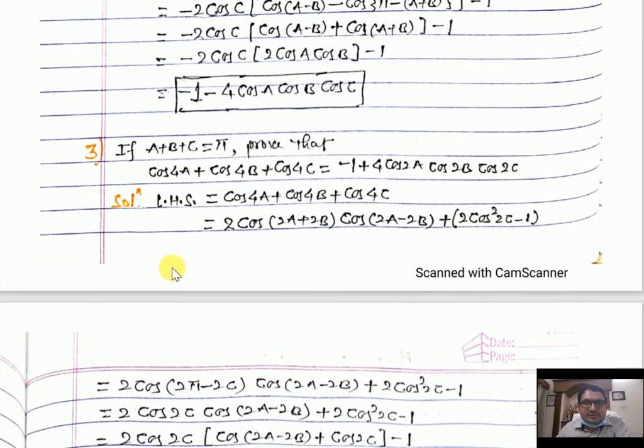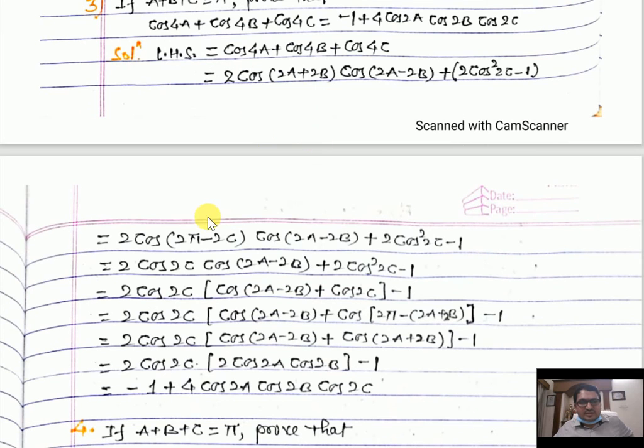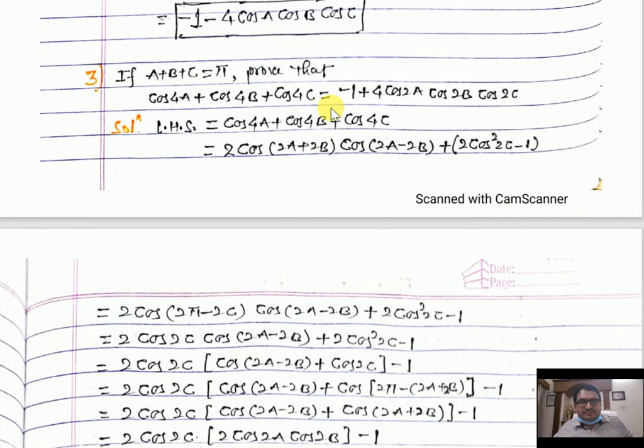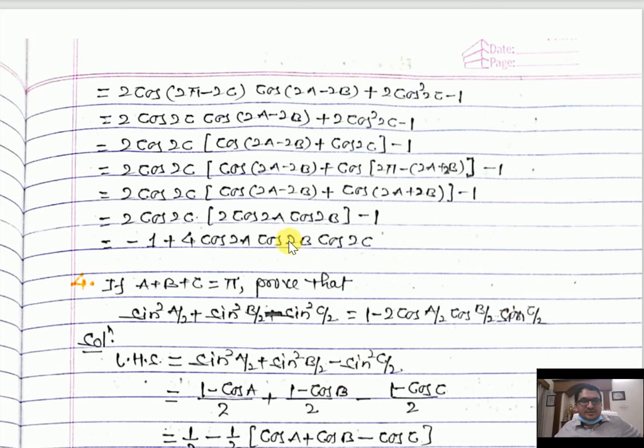Question number 3, similar problems. A plus b plus c is equal to pi. Prove that. So cos 4a, again apply cos c plus cos d, 2 cos, and again instead of 2a minus 2b, here 2a plus 2b, and then 2 cos square 2c minus 1. Here instead of 2a plus 2b you can write 2 pi minus 2c, means 360 minus theta. So it will be cos theta only. Again simplify, and then you will get this result.